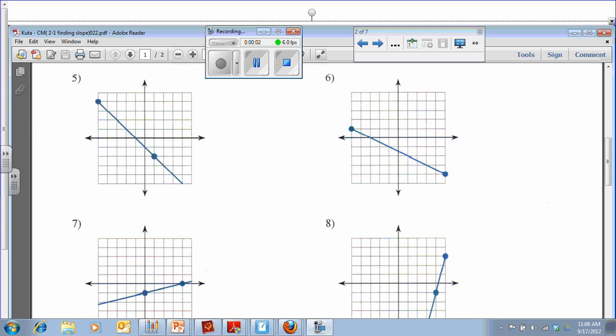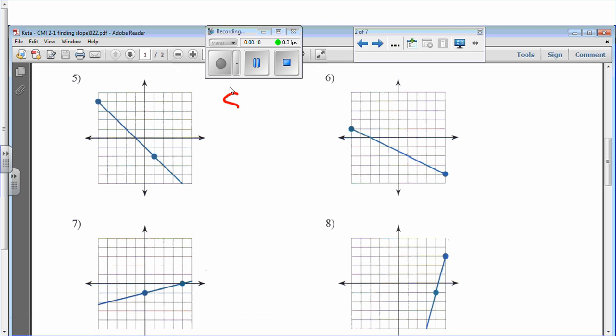This is an overview of the lesson Kuta handout CM 2.1, Finding Slope. I want the students to do problems 1 through 15. I'm kind of in the middle of the handout here for a couple of examples. We want to find the slope of these lines. You have to remember that slope is nothing more than just rise over run.